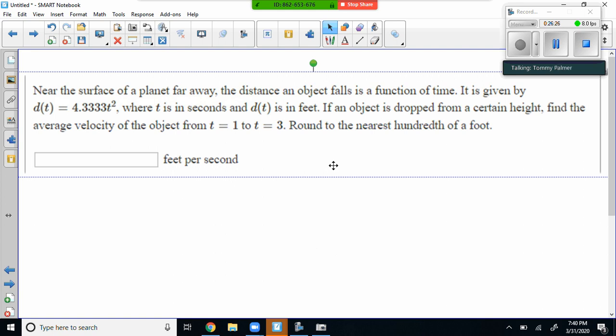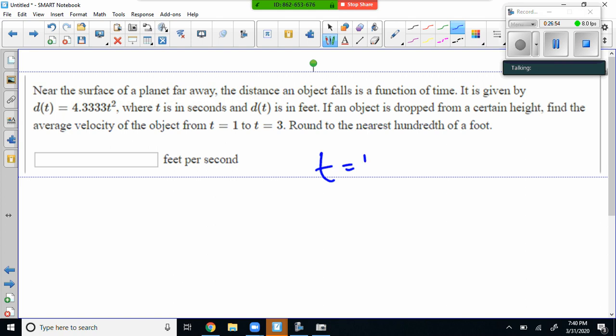All right, so on the surface of a planet far away, the distance an object falls is a function of time. It's given by d(t) equals 4.333 t squared, where t is in seconds and the output is in feet. If an object's dropped from a certain height, find its average velocity when t is equal to 1 and t is equal to 3.